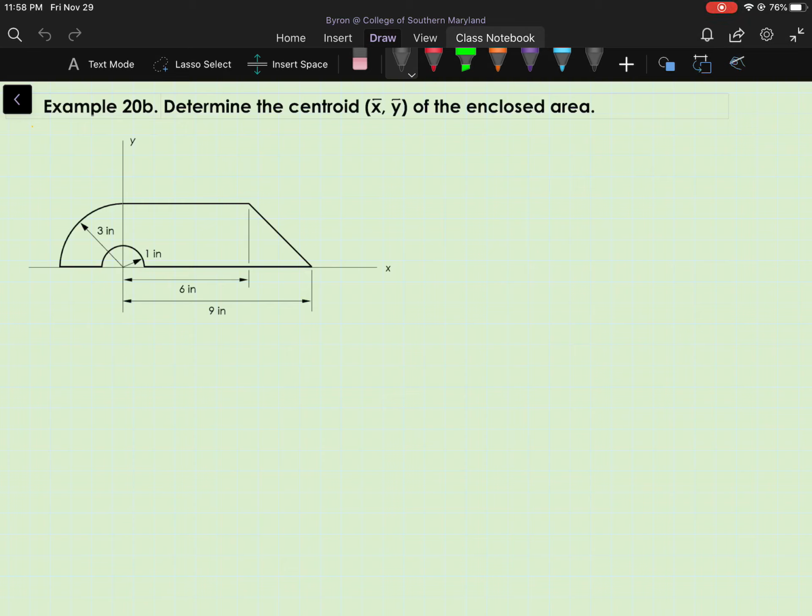In this example, we're asked to determine the centroid of the enclosed area shown. This is a centroid of a composite area type problem, and to begin, we're going to divide the area shown, which is a complex area, into simpler known shapes. So I'm going to start by trying to identify simpler shapes within this area.